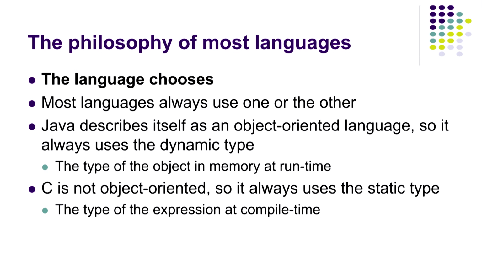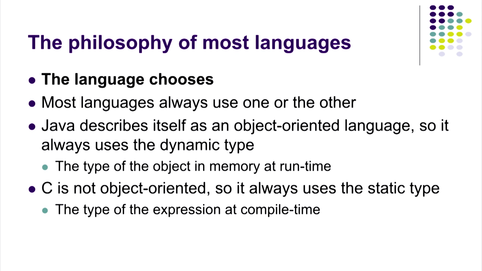So Java describes itself as an object-oriented language. Therefore, it always uses the runtime type, the type of the actual object in memory at runtime. On the other hand, C does not describe itself as object-oriented, so it always uses the static type, which is the type of the expression at compile time.